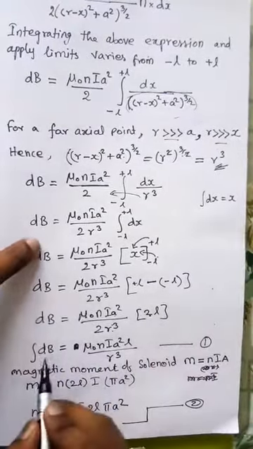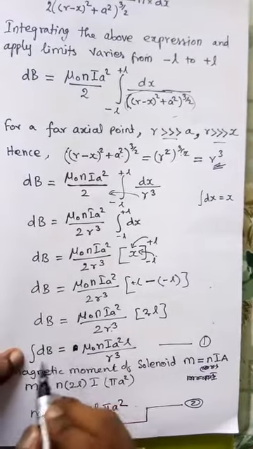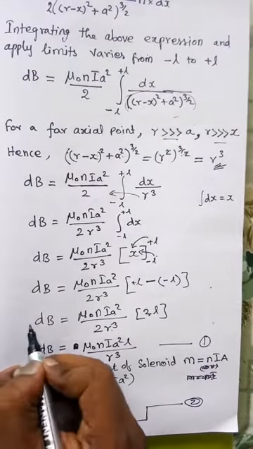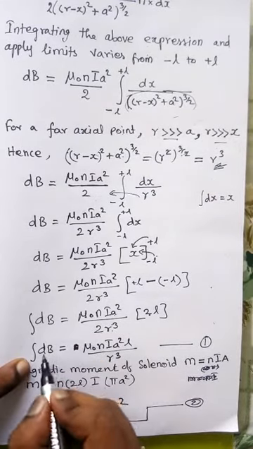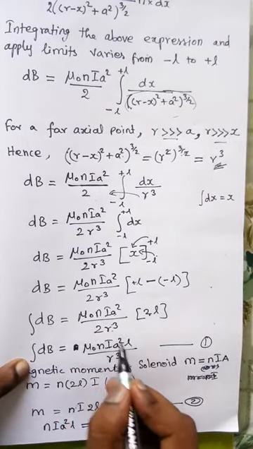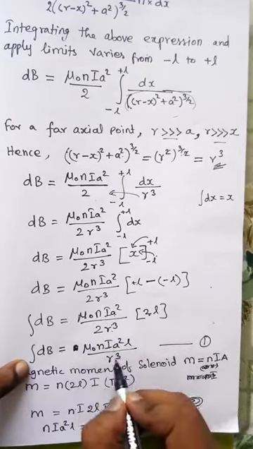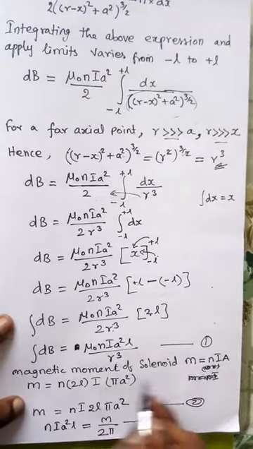Here, because on both sides you take integration also, the integration of dB is equal to mu naught N I A square L divided by R cube.